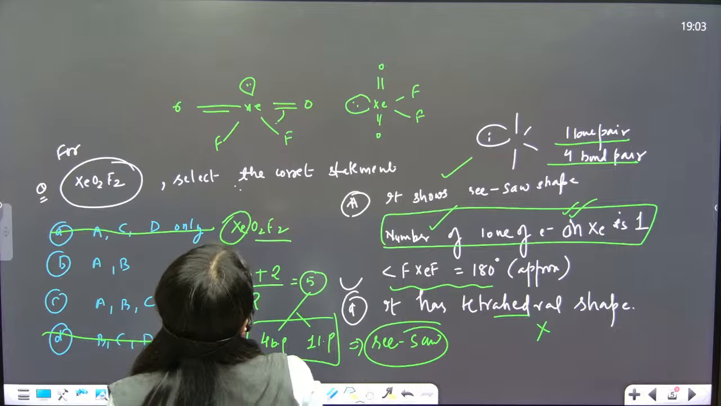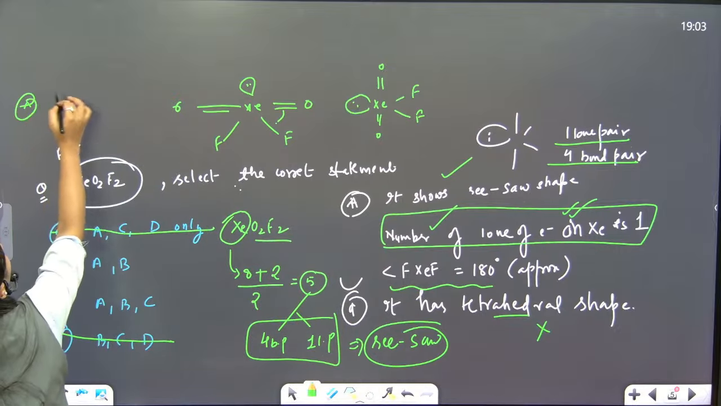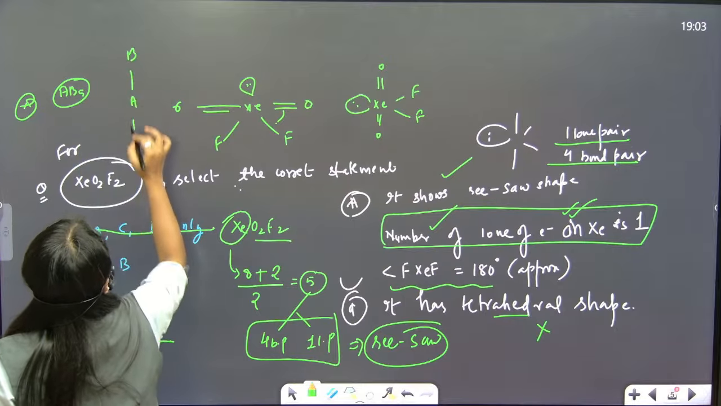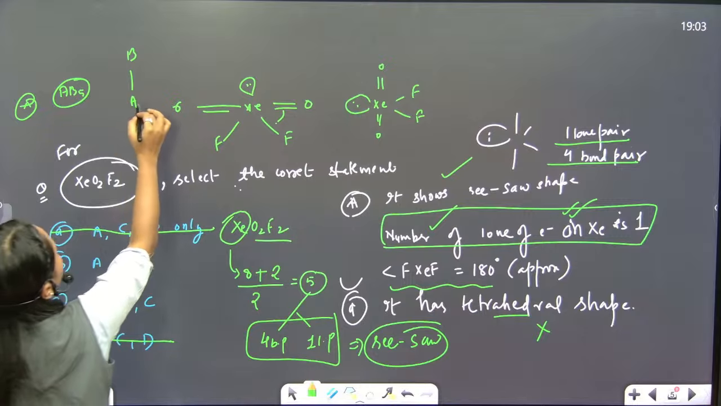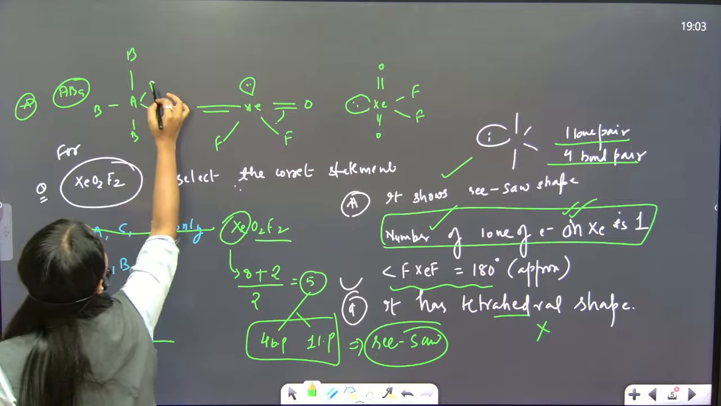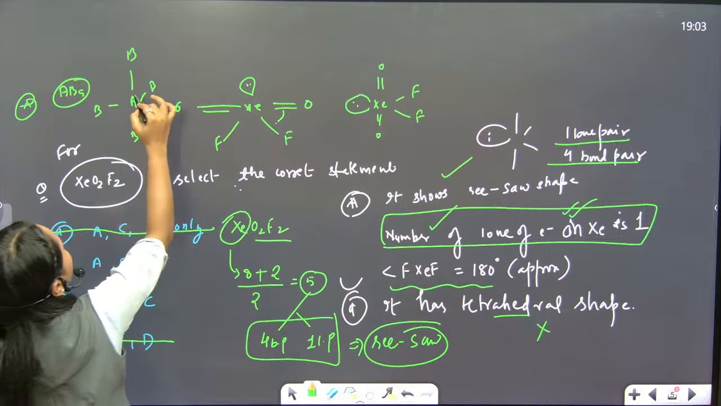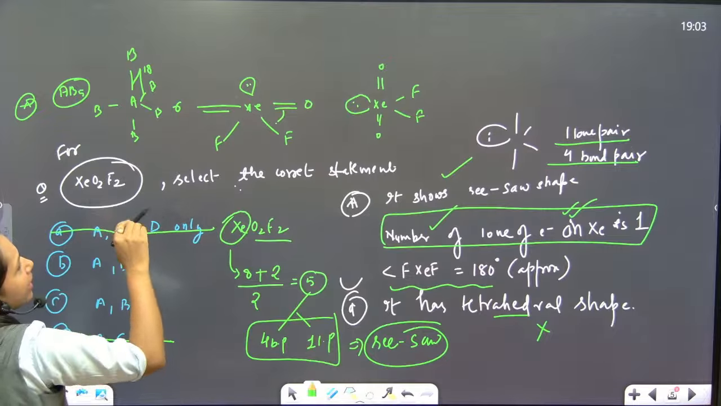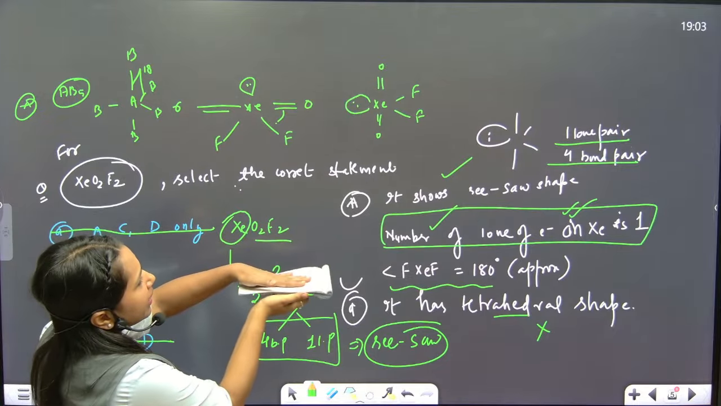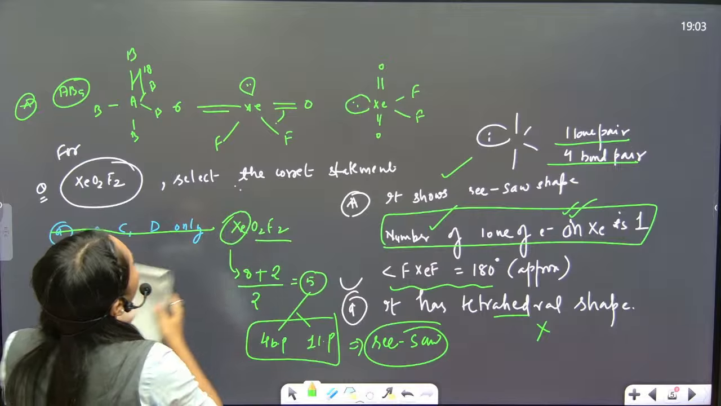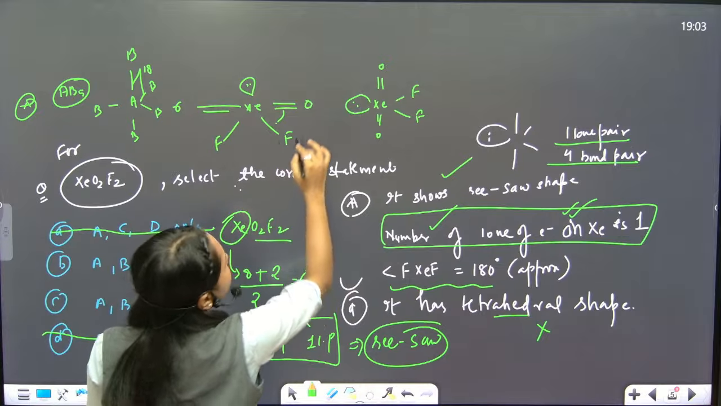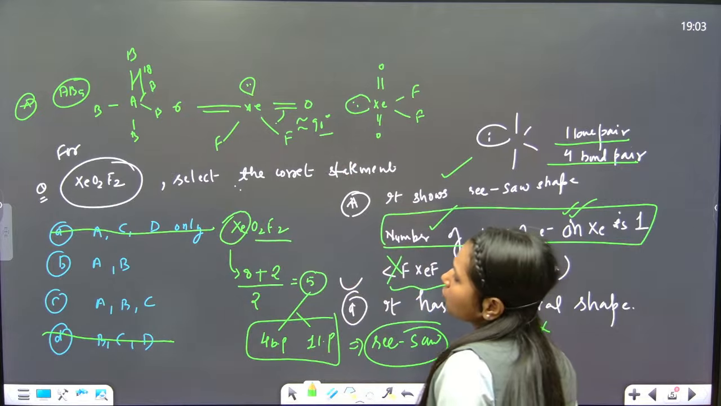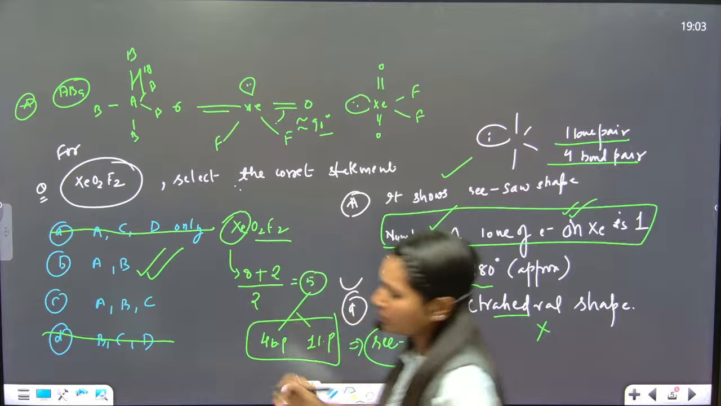If you remember, for AB5, the structure is like this. B and B are the equatorial ones, and these two are the axial ones, right? And we know that the angle between these two is how much? 90 degrees, not 180. It is like this, in the plane, and one up, one down. So this angle should be approximately equal to 90 degrees, not 180. So this is also correct. So the correct option seems A and B.